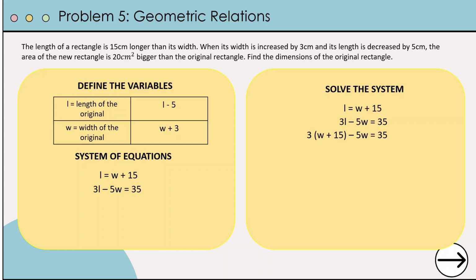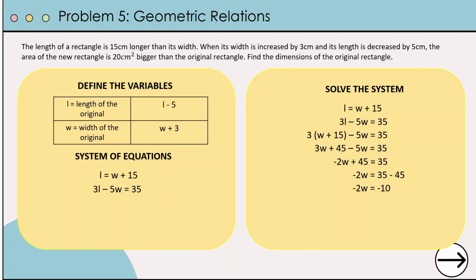We distribute 3, we get 3W plus 45 minus 5W equals 35. We combine 3W minus 5W, we get negative 2W plus 45 equals 35. Let's put 45 on the right side of the equation. It becomes negative 2W equals 35 minus 45. We simplify, we get negative 2W equals negative 10.